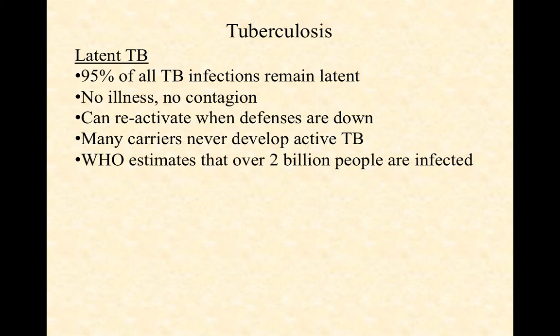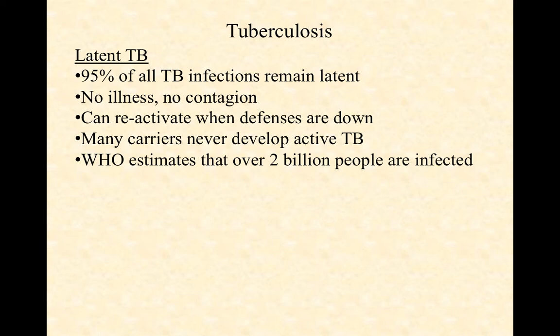Now, when our defenses are down due to a physical trauma or a weakened immune system, then those tubercles can reactivate. Often what happens is a tubercle ruptures. They can reactivate and lead to what we call secondary reactivated TB that we'll talk about on the next slide. There are many people throughout the world who would test as TB positive and can live their whole lives without ever developing active TB disease. So it is not a death sentence by any stretch of the imagination.